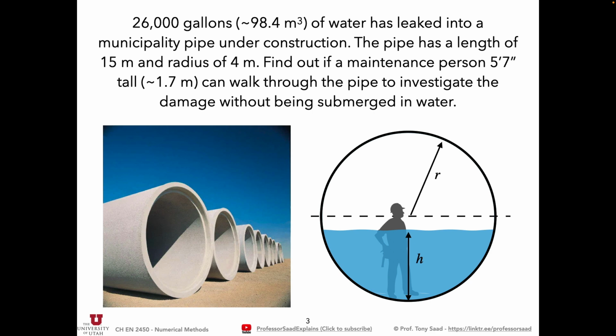Let's say in your municipality, in your city, some flooding occurred and 26,000 gallons, or about 98.4 cubic meters, of water leaked into a pipe under construction. These large pipes, you've seen them being installed. You can walk in them. The pipe has a length of 15 meters and a radius of 4 meters, so a diameter of 8 meters. The question is to find if a maintenance person who's 5 feet 7 tall, or about 1.7 meters, can walk through the pipe to investigate the damage without being submerged in water. So is it safe to go in the water?